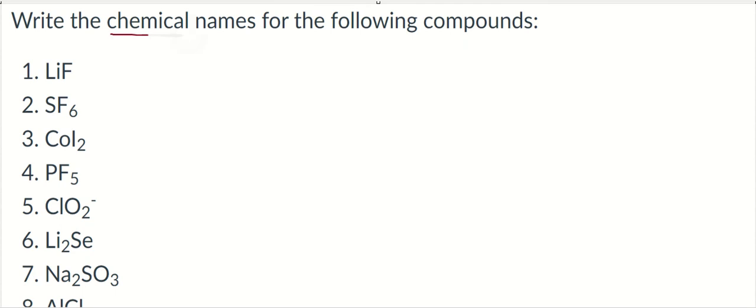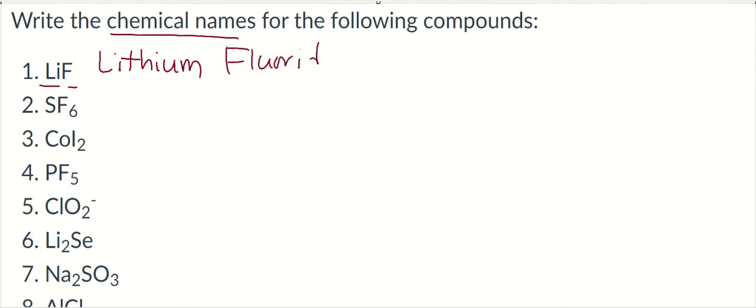So let's get right to it. We're writing chemical names given the formulas. This is a cation and an anion. These are the ones we love because they're very straightforward. Just write the name of the cation, the metal in this case, and then change the name of the anion to end in IDE, or the second element to end in IDE. That's it. That was it. All right, let's keep going.